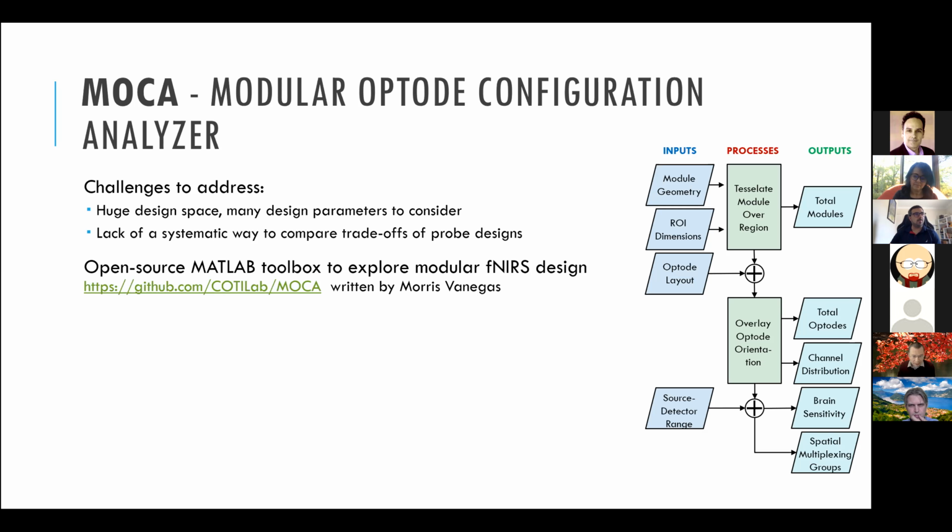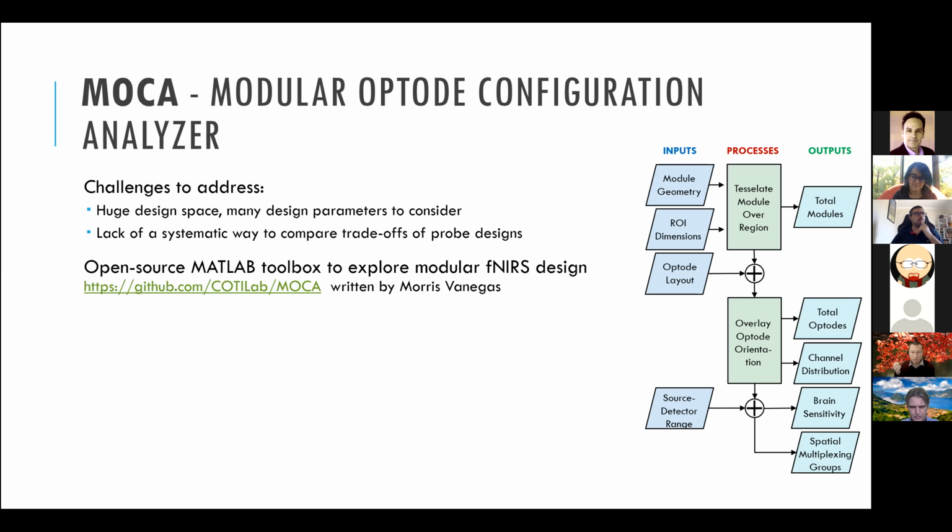When we start looking at this problem, we found there's a huge design space for modular systems. First of all, you need to think about what shape to use, what size of the module to use. What about the gap? How big of a gap do you need to have? And what about the rotation? They can be symmetrical, so how do you rotate them? And within a module, you also have optodes: where the source is located, where the detector is located, how many to use.